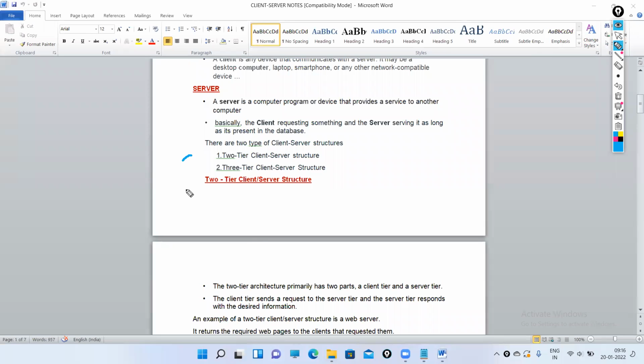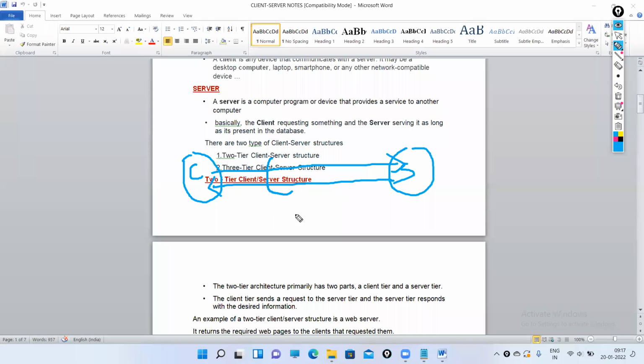For example, this is called a client, and this is called a server. Here we are using two tiers only. This tier is known as the client, and this tier is known as the server. Directly we can interact with the server without any mediator, and the server also interacts directly with the client machine without any mediator. In total, in this scenario, we are using two tiers only. That's why this structure is known as the two-tier client-server model.